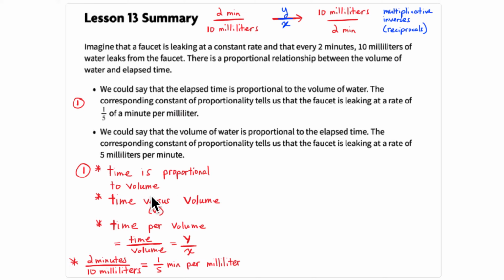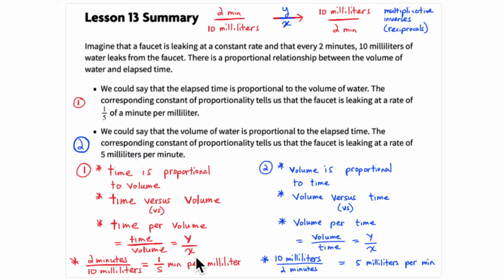You can also use this word versus. This is going to start to show up. I think it's in the teacher's text. I think that's why I included it here. So it's time versus volume. So time is the y value, volume is the x value, or you can say time per volume. So time again is the y value, volume is the x value. On the other hand, if you look at the reciprocal relationship, that is going to be milliliters per minute.